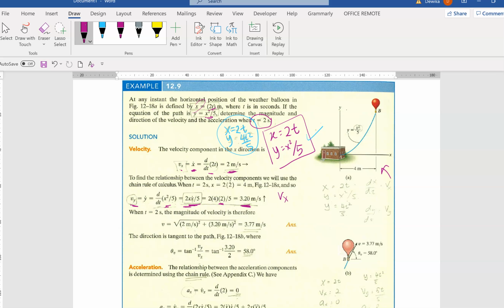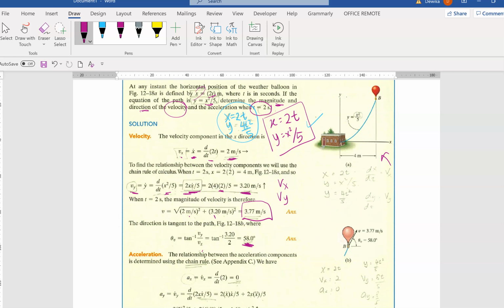So you have two values now, the Vx value and also the Vy value. Keep that aside. To find the magnitude, you square the values and you get the magnitude. Settled. Now to find the angle, it's always y over x. The value of Vy over Vx gives you 58 degrees. So that is the direction. You have found the magnitude and the direction of the velocity.